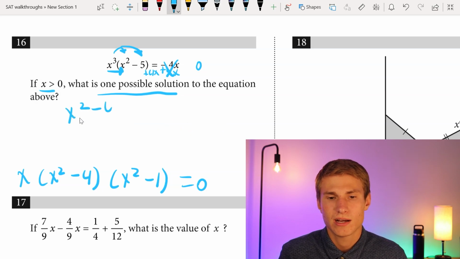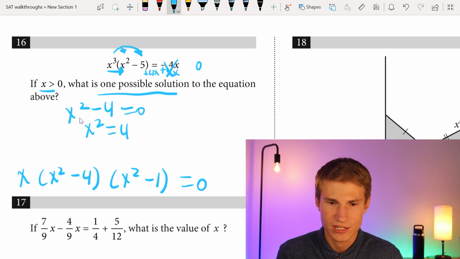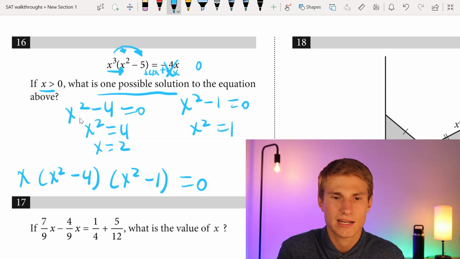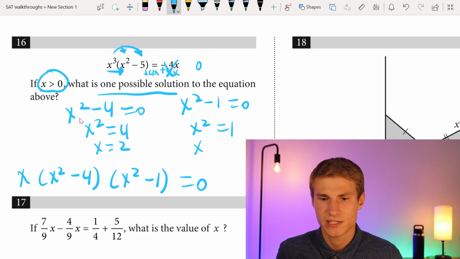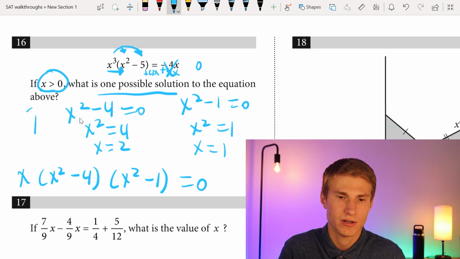So if we're going to do x squared minus 4 equals 0, we would see x squared equals 4, and then we could take the square root of each side. We could see that one possible answer here is 2. Same thing with x squared minus 1. We would set that equal to 0. We'd see x squared equals 1. Since x has to be positive, another answer here would be x is equal to 1. So correct answers here are 1 or 2. In this case, we can just answer with 1.